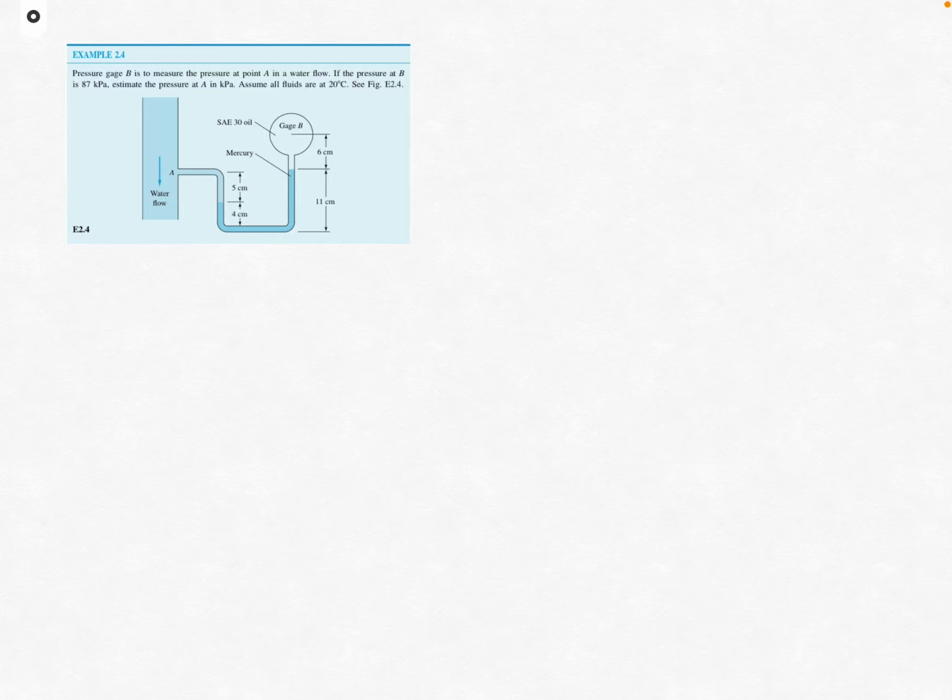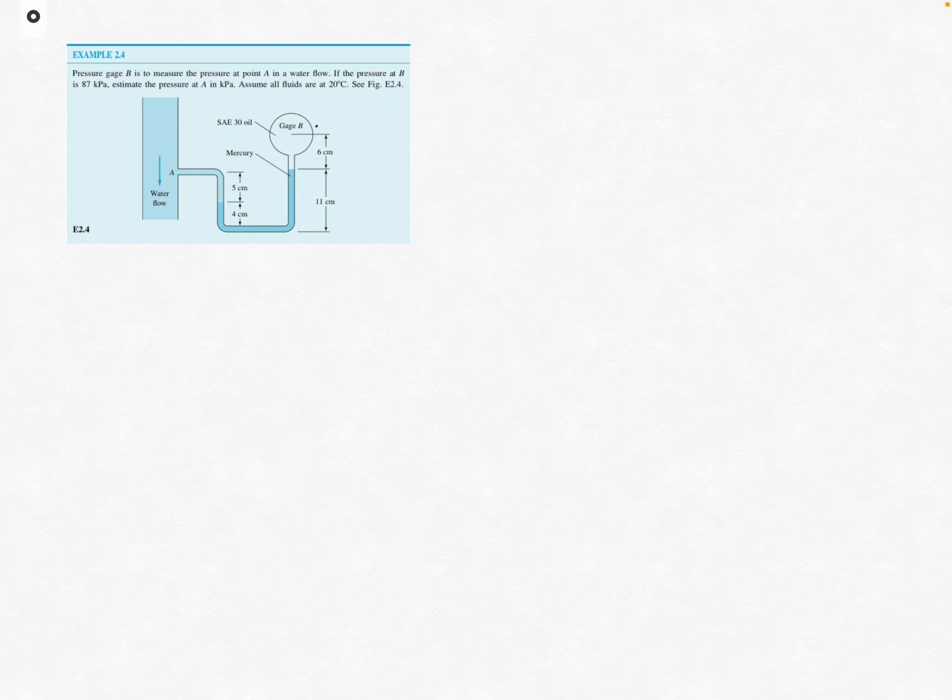So in this problem, we're asked to find the pressure at point A based on this manometer that we have extending from point A up to some gauge over here at point B. This is pretty clearly a manometer problem, a fluid statics problem. Even though we have water flow in this channel over here, we have to assume that the liquid within our manometer, from here to here, is all in the fluid static condition.